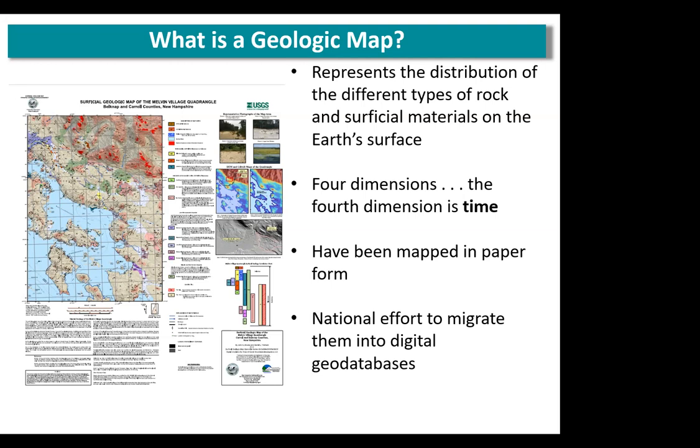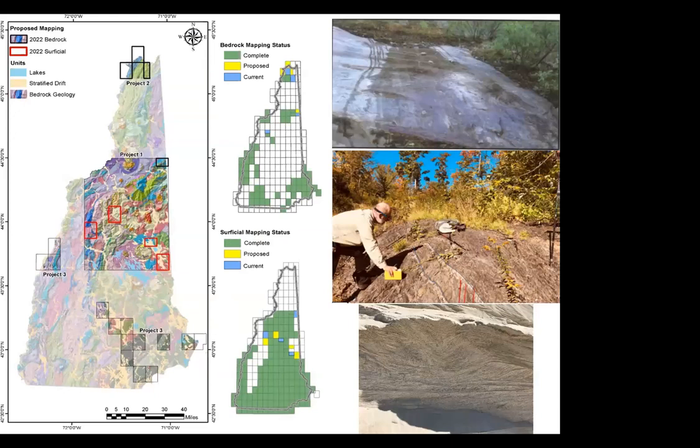These are all available for what we have mapped in paper form. We're currently engaged, as in every other state survey in the country, to migrate them into digital geodatabases to make these into a seamless geographic information system coverage. This is an example of the Melvin Village quadrangle map that we have on file on the screen here.